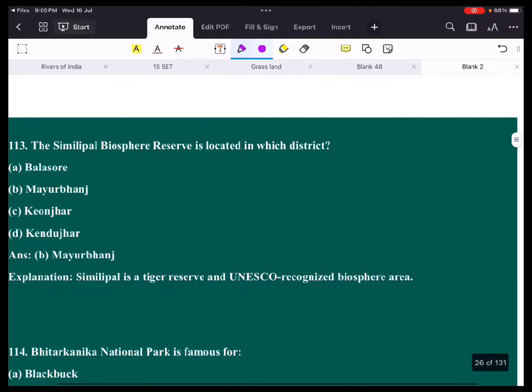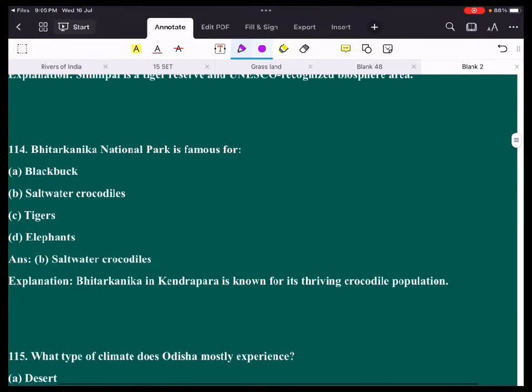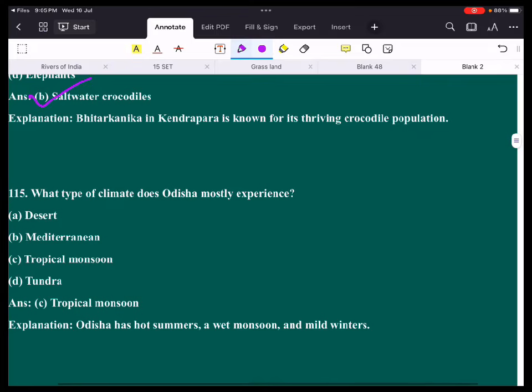The Simlipal Biosphere Reserve is located in which district? That is option B, Mayurbhanj. Bhitarkanika National Park is famous for saltwater crocodiles. Option B. What type of climate does Odisha mostly experience? That is tropical monsoon. Option C is the correct answer.